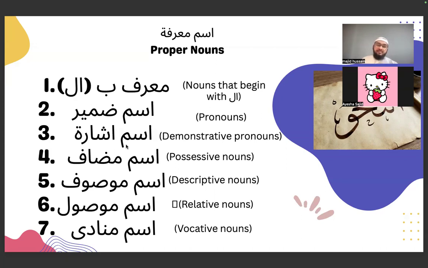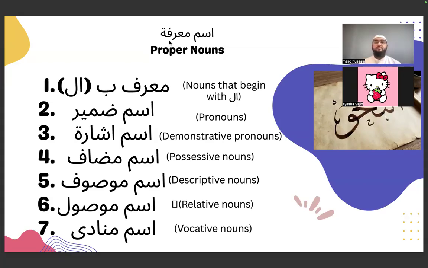Likewise, another one is ism mawsul, which is relative nouns like who, which, whose, all of that. And the last one is ism munada, vocative noun, right? Ya Nabi, Ya Nisa al Mu'mineen. Such kinds of words we use in Arabic. So we are going to discuss each one of them in detail and practice today. The class might take a little bit more time, but this is important.